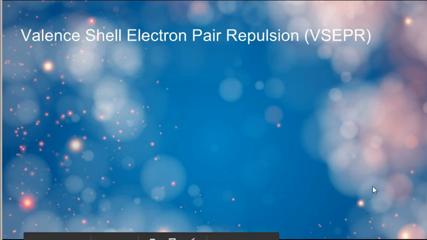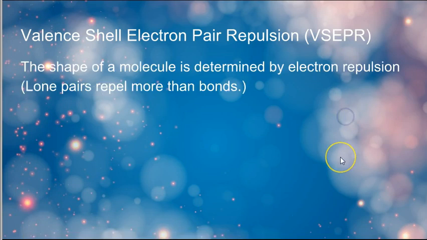VSEPR stands for valence shell electron pair repulsion. It kind of looks like it should be pronounced differently, but everyone just says VSEPR. This is grounded on the fundamental understanding that the shape of a molecule is determined by the electron repulsion. It's basically Coulomb's law at work. Because electrons all repel each other, and these electrons are arranged in pairs around the central atom, they can only exist in certain arrangements because they're going to repel each other as much as possible.